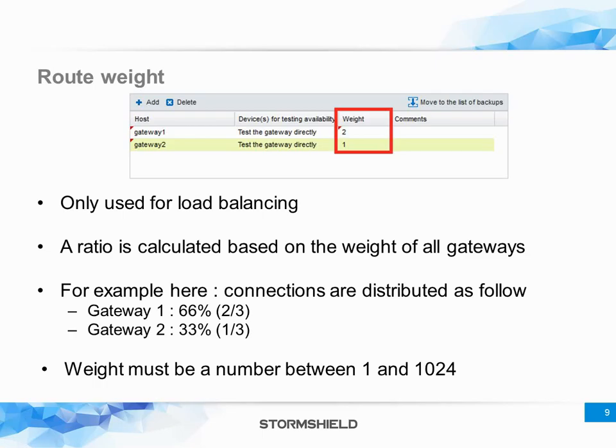A new feature in terms of load balancing with version 2 is that you can now define a weight for each one of your gateways. So for example, in this example I have two gateways in one router object. Both of them are used in load balancing. The first gateway has a weight of 2, whereas the second one has only a weight of 1. So the connections using this router object will be distributed as follows. 2/3 of them through gateway 1 and only 1/3 through gateway 2. When configuring weight, please remember that it must be between 1 and 1024.